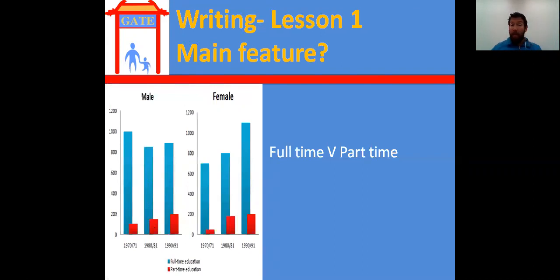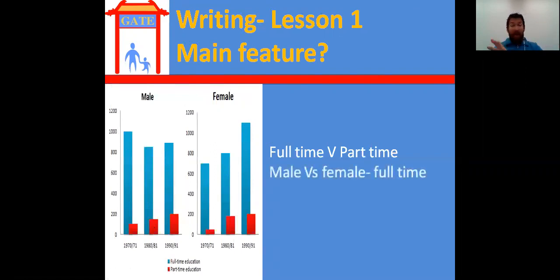And again, we might want to report that, you know, here the males were the highest, and then later on we're going to mention that here females were the highest. That's fine, but we're not going to start with that sentence. We're going to start with, when we look at this graph, the first thing that we see, one of the most obvious trends, one of the main features we see, is that blue is much bigger than red. There were many more full-time students than part-time students.